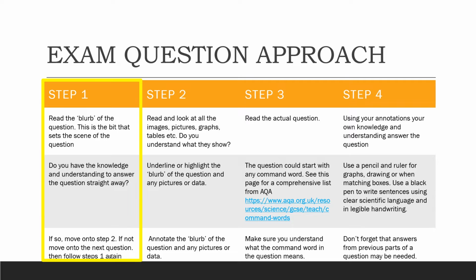Step 1. It sounds obvious, but read the blurb of the exam question. This sets the scene of the question and gives you an opportunity to think about whether you are confident to answer the question straight away or whether you will need to come back to it. If you are confident, move on to step 2. If you are not, this is the time that you need to move on to the next question and follow the steps above.